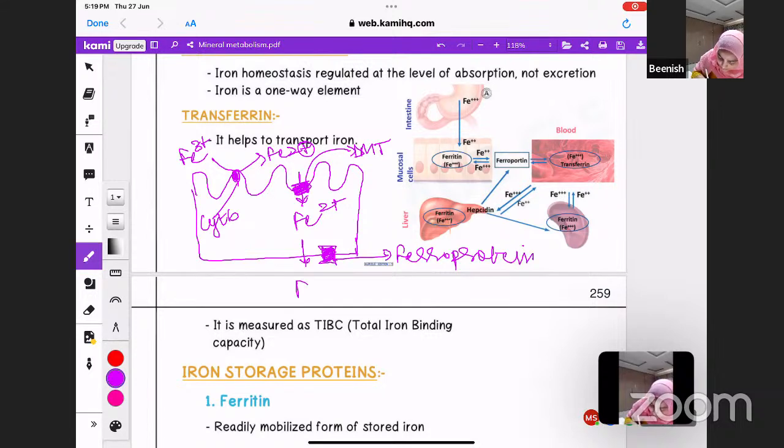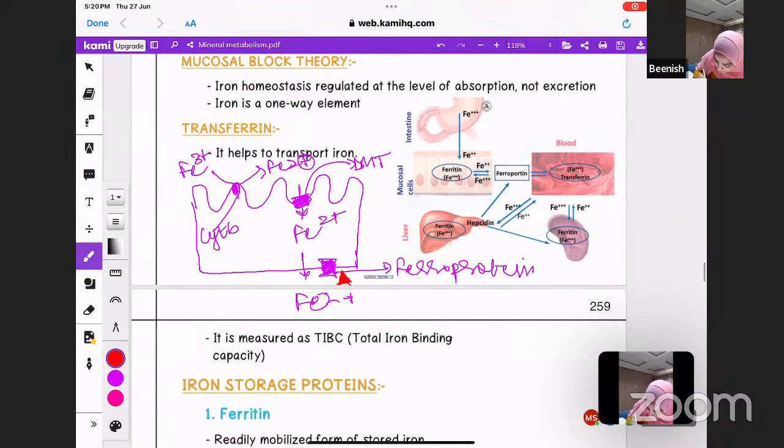Now Fe2+ was coming out, and this Fe2+ was then being converted into Fe3+ and then binding to transferrin. Now this ferroportin is blocked by what is known as hepcidin. So here, in red triangular forms, this is hepcidin. This here that I have shown, this is hepcidin.